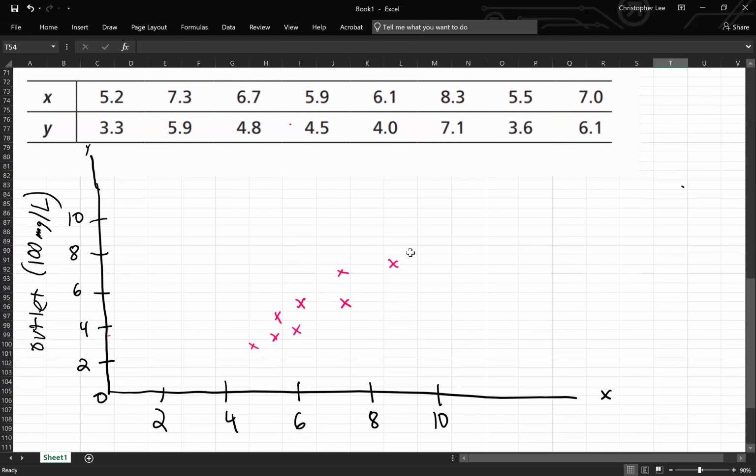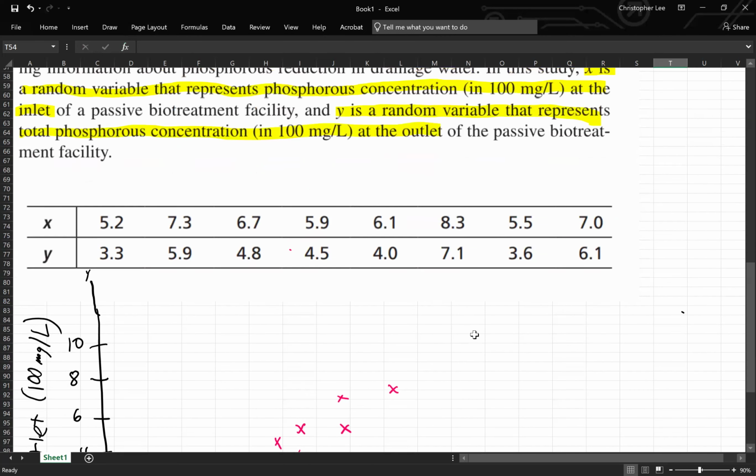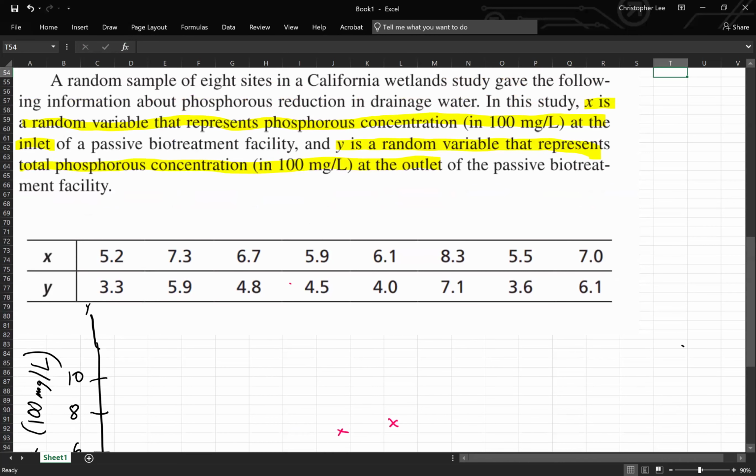So this is it in a nutshell. Well, sure. Go ahead. That's the question.